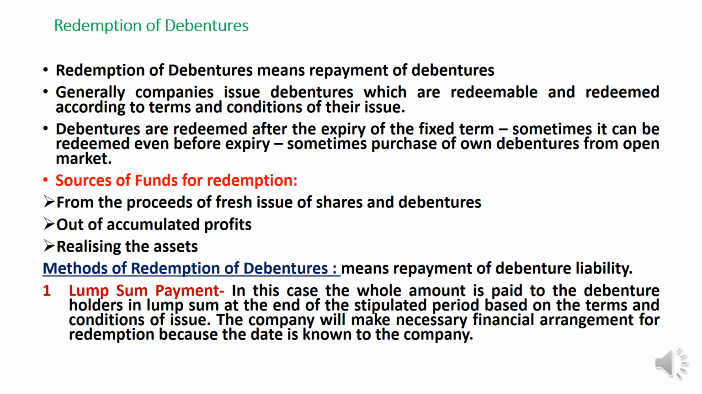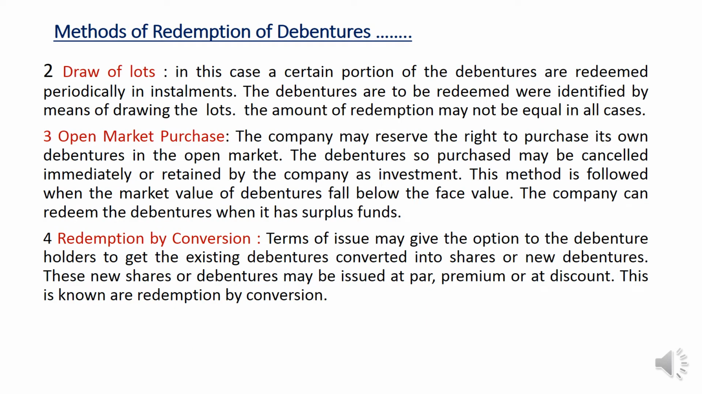That is, the company will redeem the whole debentures of 5 lakh at the end of the stipulated period as per the agreement. In this situation, the company has to make necessary financial arrangements for the redemption. So the company knows that they need 5 lakh in 2021, so they will mobilize the required fund. The first method is redemption in lump sum.